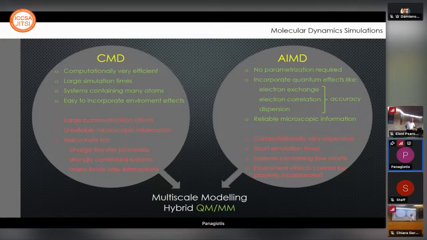Well, the question is, do we have methods that combine the main advantages of classical and ab initio dynamic simulations? And the answer is yes. These are the hybrid methods, QM/MM methods, quantum mechanics/molecular mechanics methods, which are a particular example of what we know as multi-scale modeling.